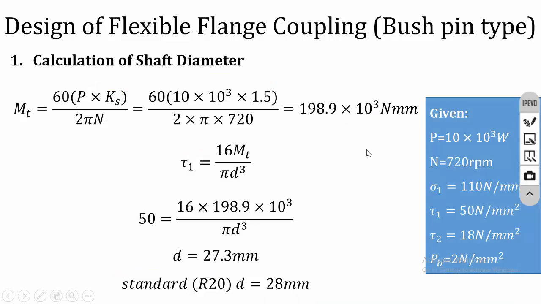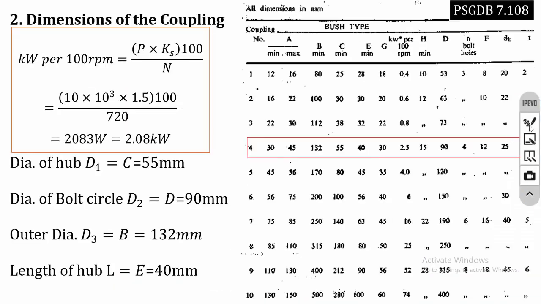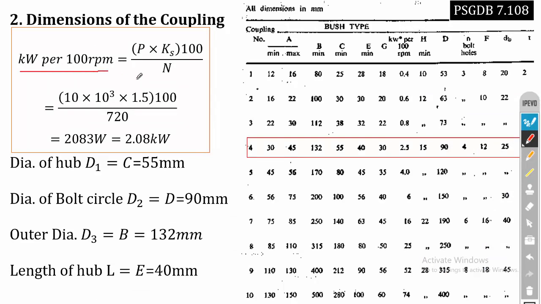Okay. So the step number 2, selection of coupling dimensions. First we have to calculate the kilowatt per 100 rpm. So substitute the value of P and N. You will get the value in watt, 2083 watt. Convert it into kilowatt, 2.08 kilowatt.